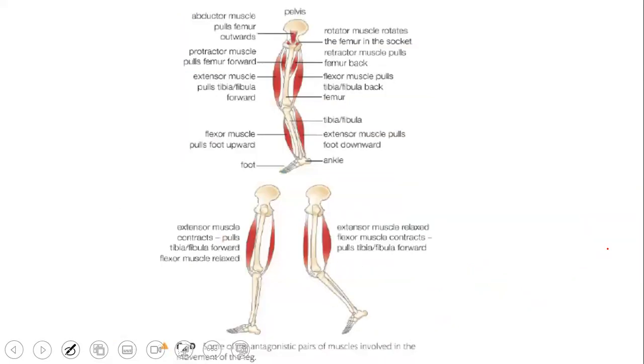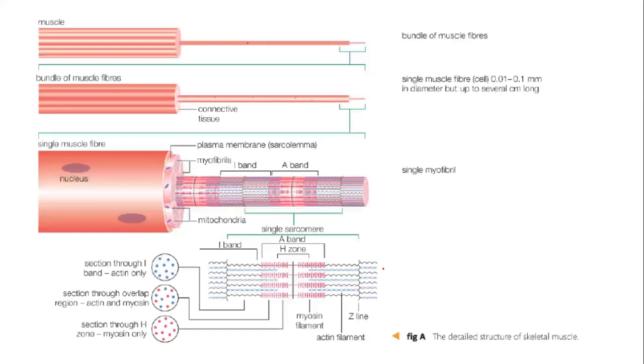You can see this on this particular diagram, right? They are working antagonistically. When the extensor muscle is contracting, it is pulling the leg, the tibia and the fibula, forward. The flexor muscle, on the other hand, is relaxed. Then it will become the opposite. The extensor muscle will become relaxed and the flexor muscle will contract, and the tibia and the fibula will be pulled in the other direction, right? So this is how muscles actually work. They work antagonistically.